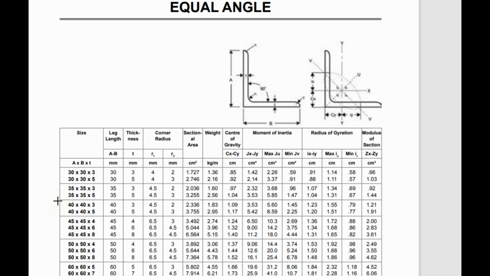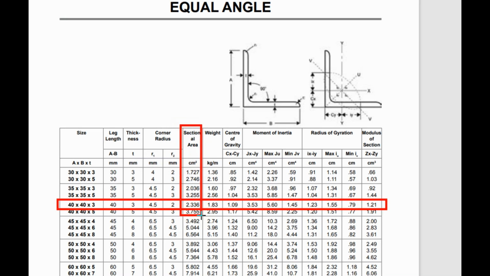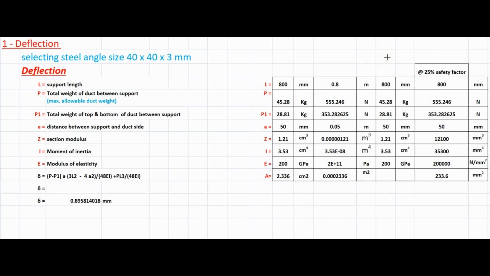First we will check for angle size 40 by 40 by 3 millimeter to check if this angle is safe to work for our duct support. From this column we will select the cross sectional area, which is in centimeter square, and from here we will select the moment of inertia, and this column is for section modulus. So for the angle size 40 by 40 by 3 millimeter, cross sectional area is 2.336 centimeter square and moment of inertia in centimeter is 3.53 and section modulus is 1.21 cubic centimeter. Weight and angle properties we fill in this table.